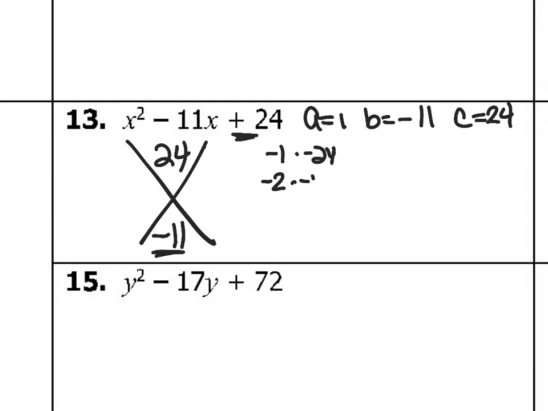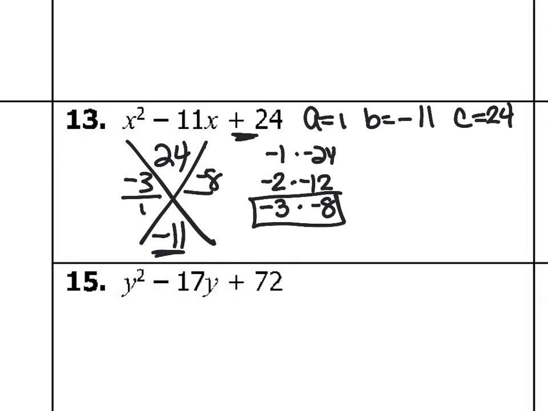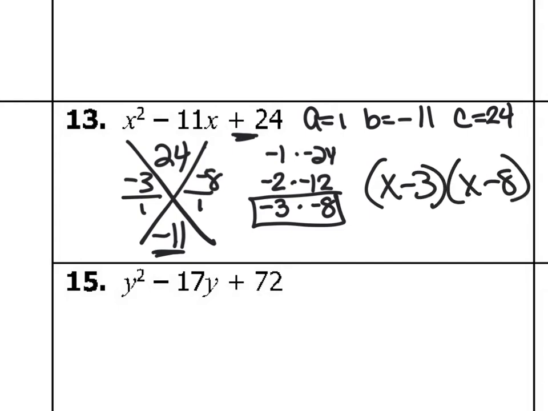-2 times -12. Not working, is it? -3 times -8. Well, those will add up to -11, won't they? So -3 and -8. So x minus 3, x minus 8. Okay.